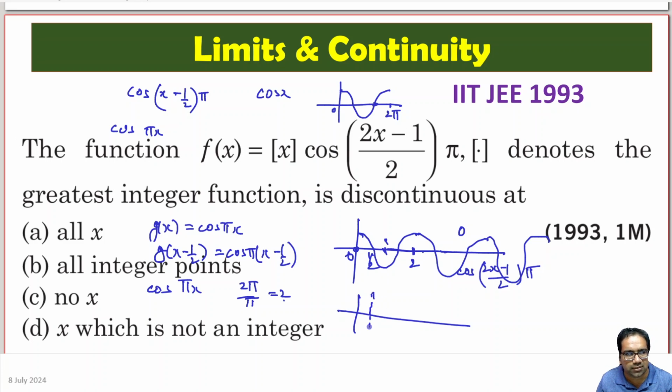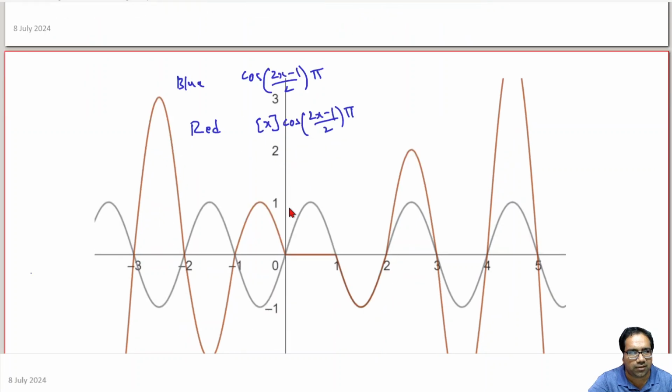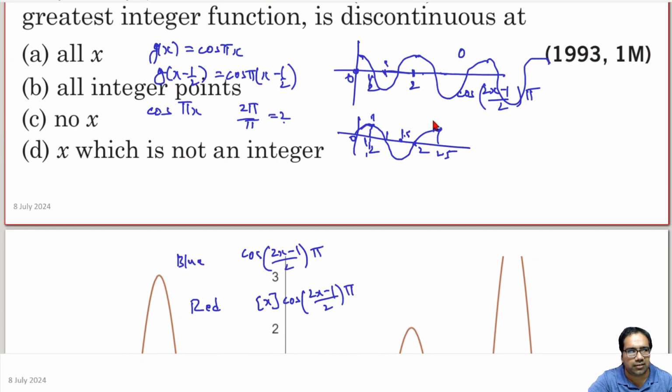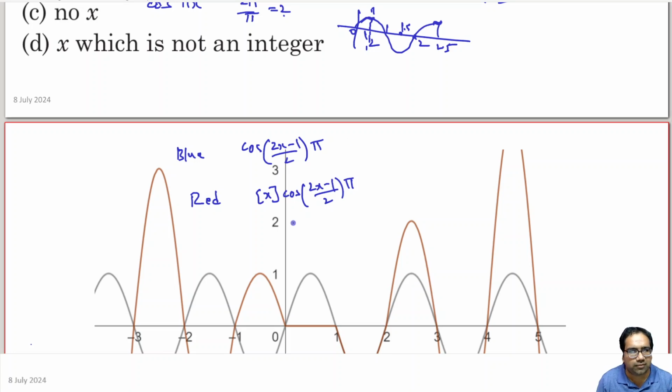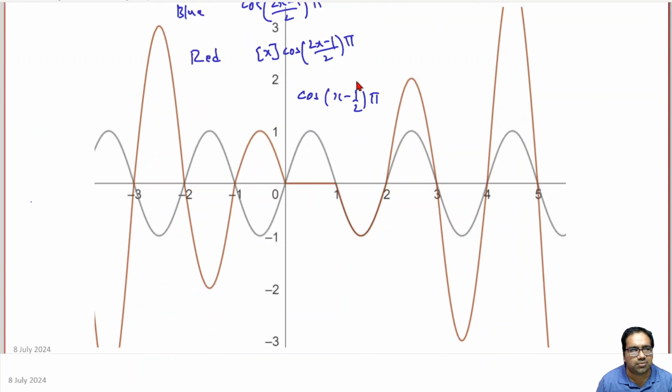That means if this is half, the same graph would be like this. This is half, this is 1, this is 1.5, this is 2, and this is 2.5, and this is 0. So basically the graph of cos of x minus half into pi is looking like this. I'll show you in a proper graph also. The graph that we have drawn, cos of pi into x minus half, is this blue graph.